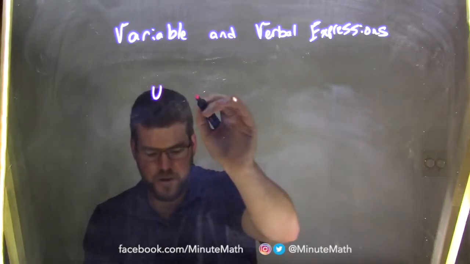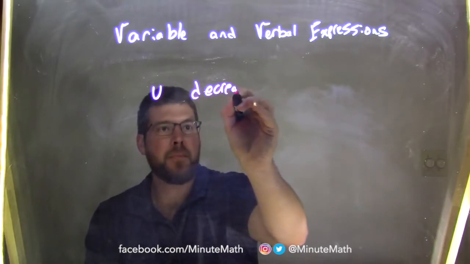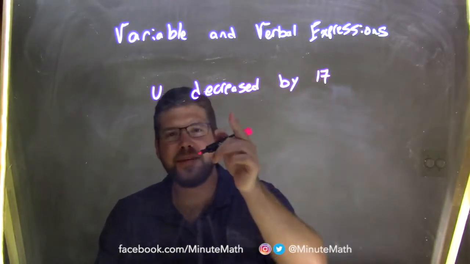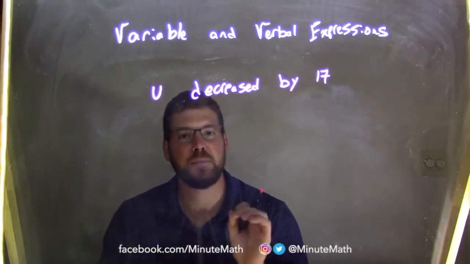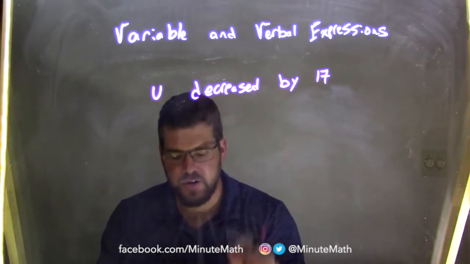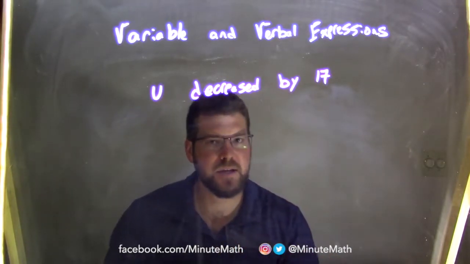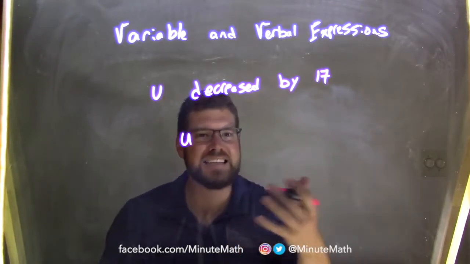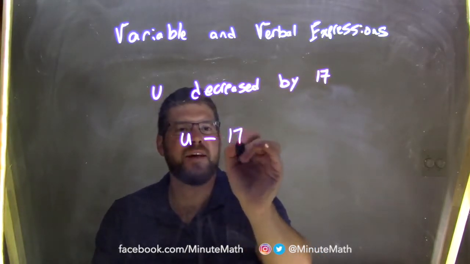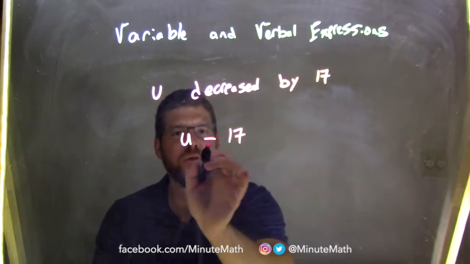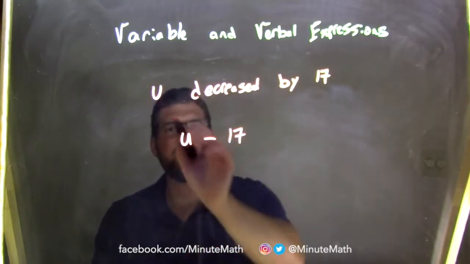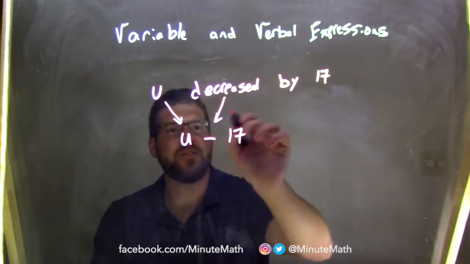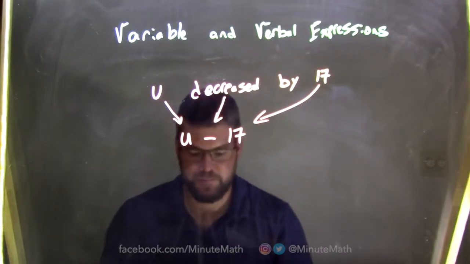u decreased by 17. As soon as I see decrease, I should be thinking about subtraction. Decreased, subtraction. So if u is decreased by 17, we're taking whatever u is, and we're subtracting 17 from that. So whatever value u is, we're subtracting 17. u came first. u decreased by 17.